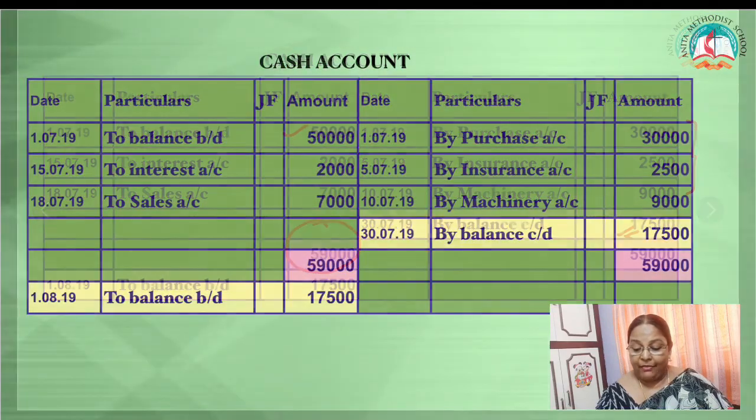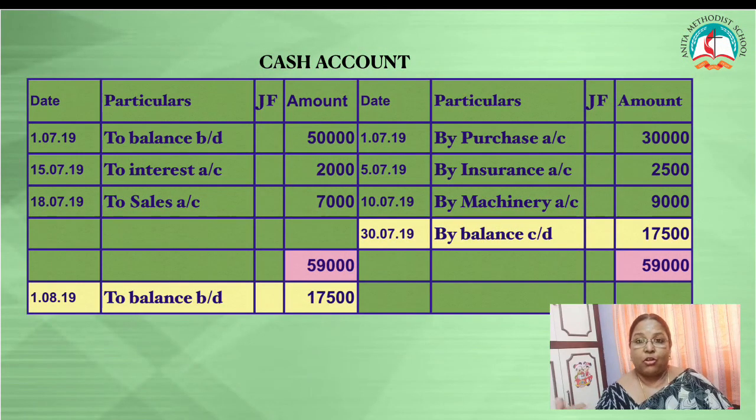So when I have my balance carried down on the credit side, the brought down should be on the debit side. Okay? Closing balance and then the opening balance. Can you see? I have highlighted the total with pink, 59,000, 59,000. No need to highlight in your notebook. Just draw lines for the total on both the sides.